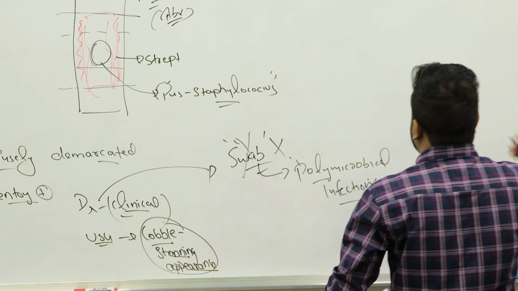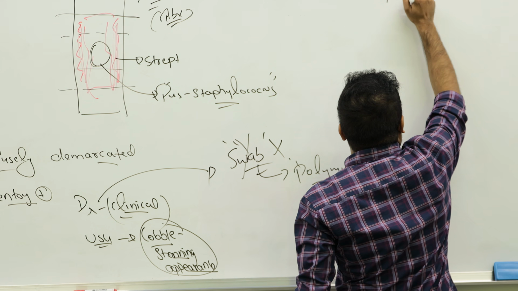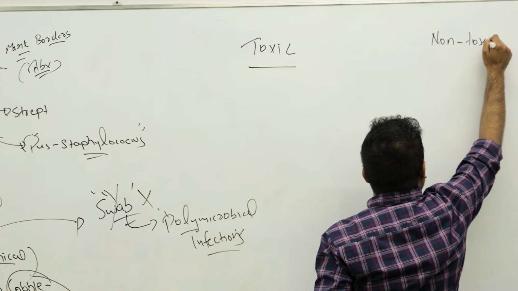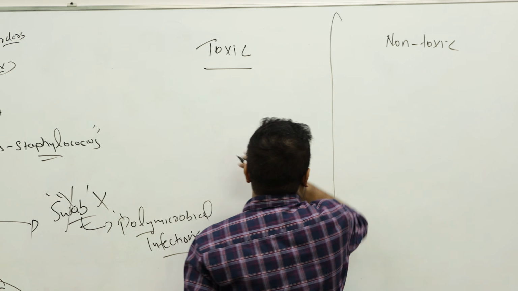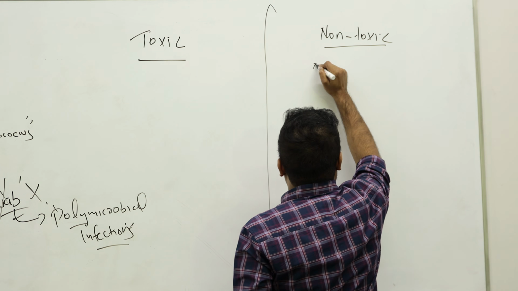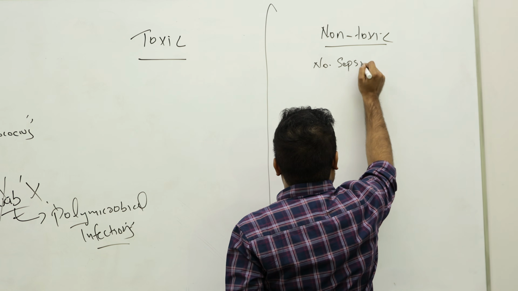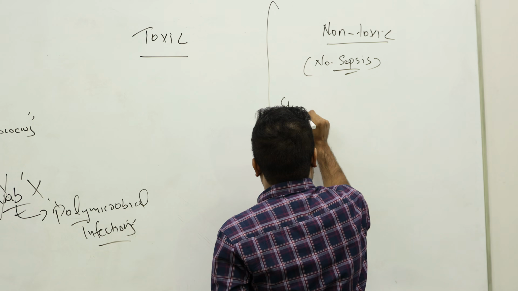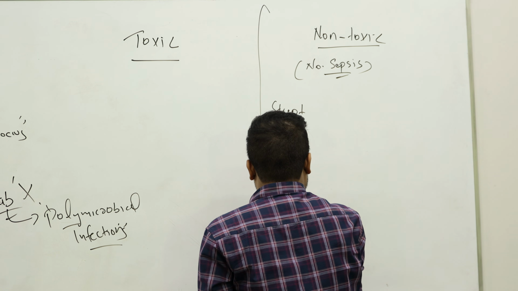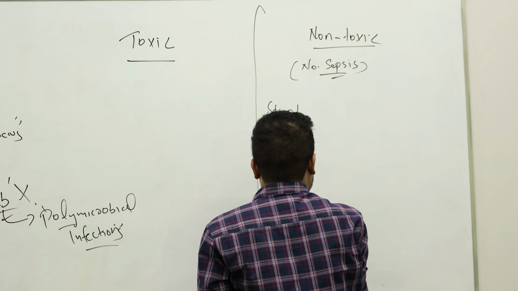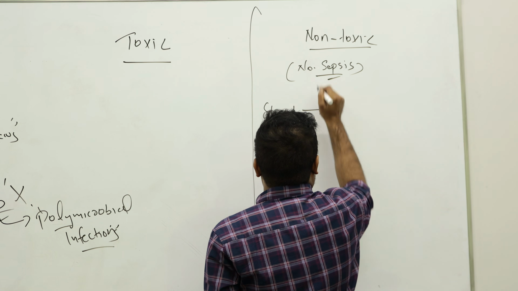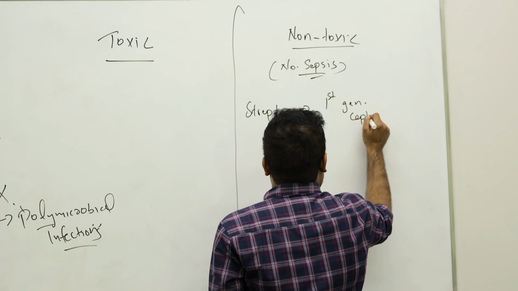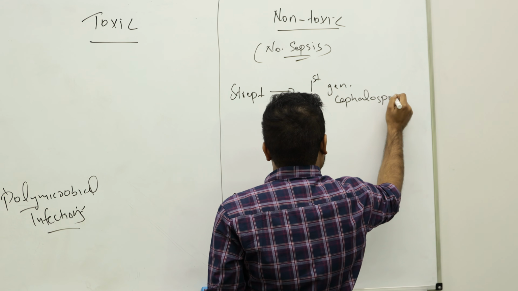We can classify cellulitis into two types. One is called toxic, the other is called non-toxic. Of course, toxic means sepsis occurs. Non-toxic means there is no sepsis, so there is no big deal. In non-toxic, we have strep and staphylococcus. If someone has strep and non-toxic, just give what? First generation cephalosporin. That's all that is needed here.